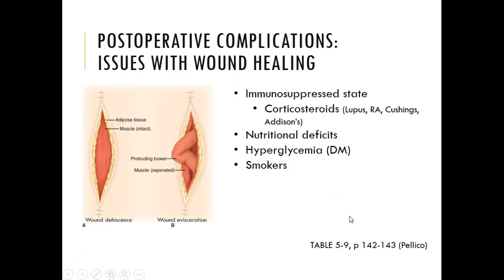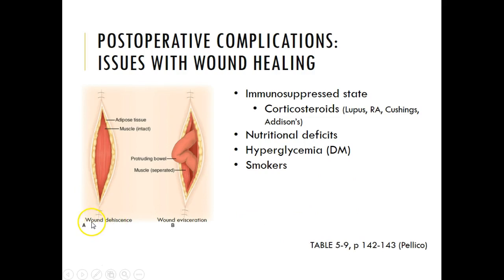Some other perioperative complications, just understand those who may be at risk and the different terms. Those who have compromised immune systems using steroids, those with history of lupus, rheumatoid arthritis, Cushing's or Addison's, nutritional deficits, those with hyperglycemia, like uncontrolled diabetics, and smokers.